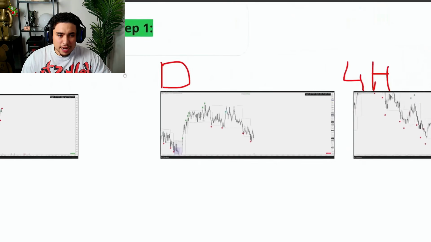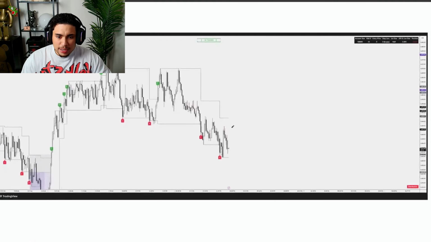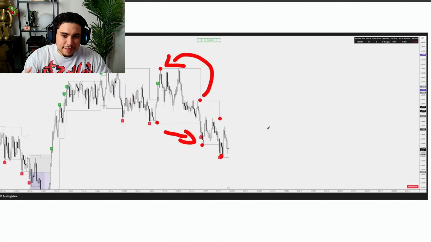Now, on the other hand, if we had a scenario like this, where the daily was breaking down, you guys can see we have the high, we have the low, and we get another high which is lower than the previous one, and the exact same thing with the low. A low that is lower than the previous one, and so on and so forth, then that makes the daily, in this case, bearish.